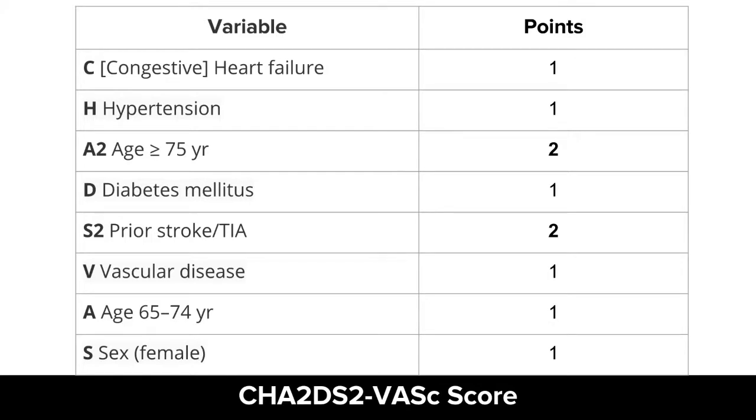The acronym CHA2DS2-VASc means C for congestive heart failure, H for hypertension, A2 for age more than 75, D for diabetes, S2 for stroke, V for vascular disease, A for ages 65 to 74, and Sc for female sex category. The number 2 next to A and S just means that we give 2 points to those risk factors. 1 point is given for every risk factor except for stroke and when the patient is more than 75 years old. These are given 2 points. Note that when the patient is 65 to 74, only 1 point is given, and when the patient is less than 65, then no point is given.